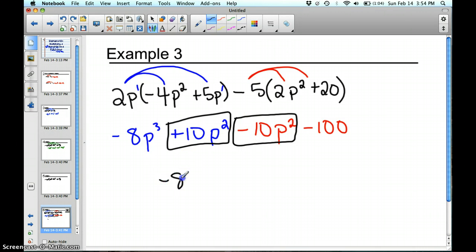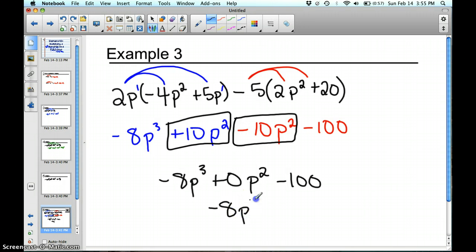I would have negative 8p cubed, and then 10 minus 10, that's going to be 0p squared, minus 100. We don't have to write the 0p squared, so I'm just going to have negative 8p cubed minus 100, and that is going to be my answer.